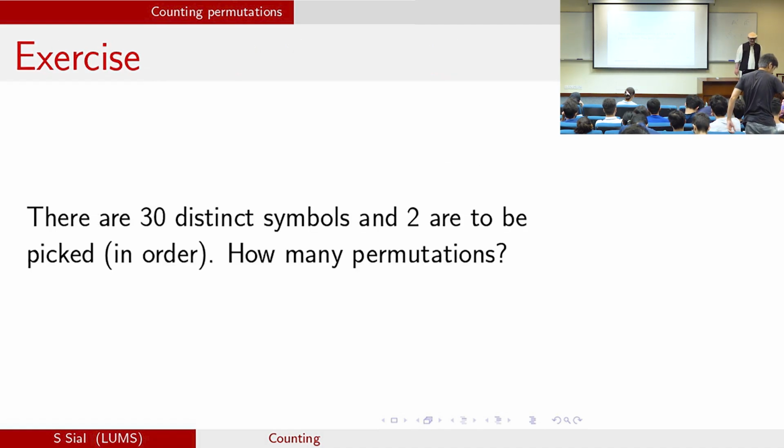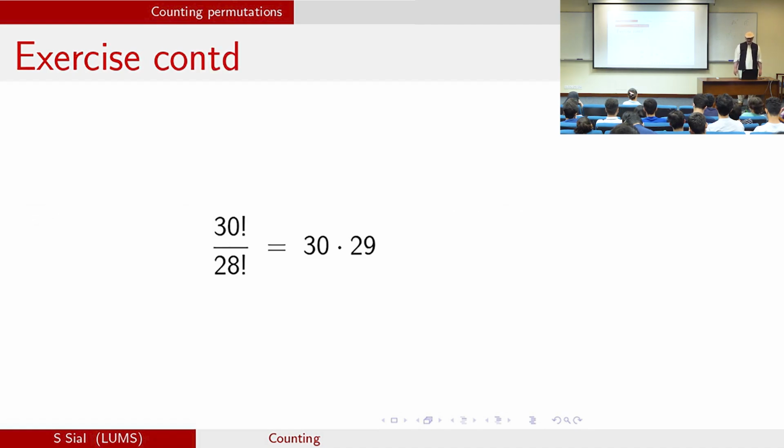Okay, so 30 distinct symbols, 2 are to be picked in order. How many permutations? Right, 30 factorial over 28 factorial. Okay, which is the same as 30 times 29, which you could have gotten from your counting rule. Let's skip the discussion of circular arrangements.